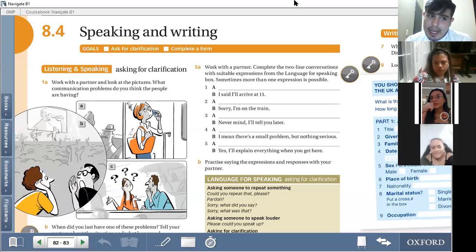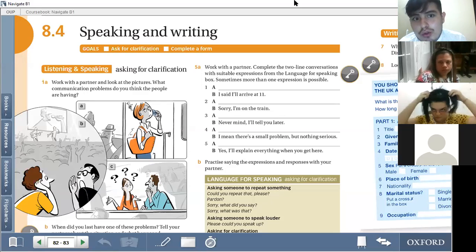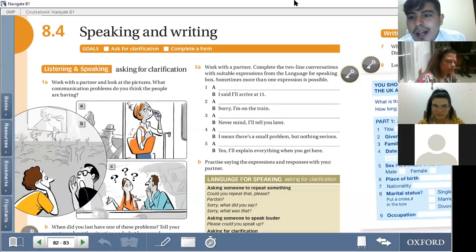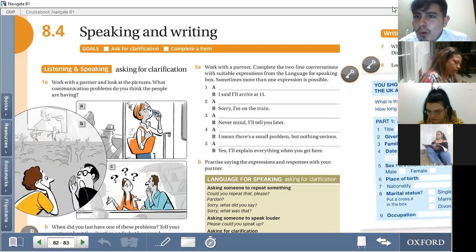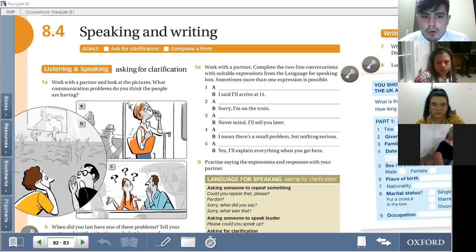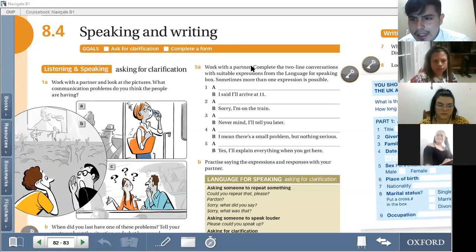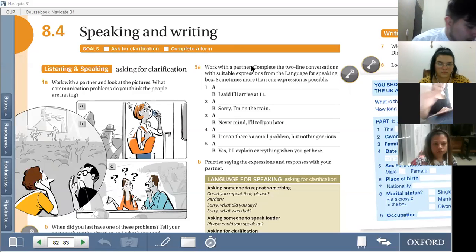Today's class is about unit 8.4, speaking and writing. Today's class is pretty interesting because today's vocabulary, which is commonly used for speaking, is really important, especially at the B1 level. So today's goals are: one, ask for clarification, and two, complete a form. But before we continue, what is the word form? And what's the difference between the word form and format? What is a form and what is format? People usually confuse these two words, and I want you to have a clear idea of their meaning.